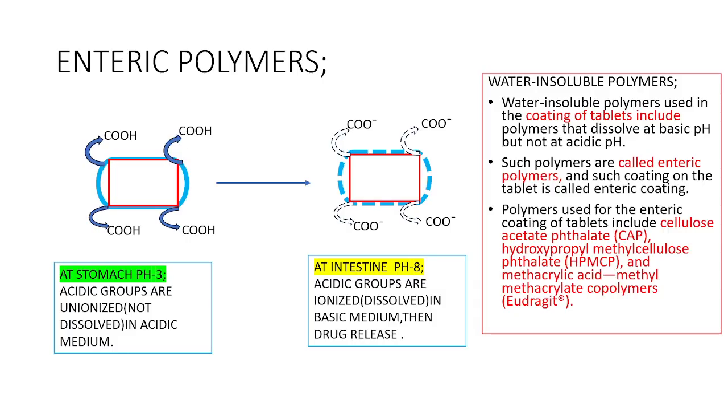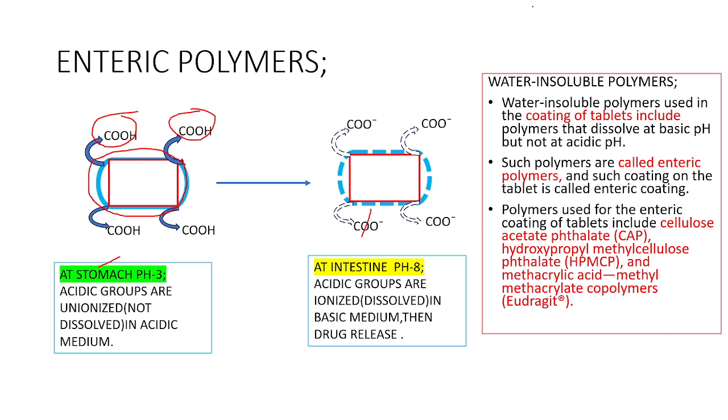Next, the same water insoluble polymers also act as enteric polymers. How do they act as enteric polymers? Through the pH dependent solubility of the polymers. At the stomach, this is a polymer layer surrounding the tablet. That polymer contains acidic groups. The pH of the stomach is 3, that is acidic pH. Acidic polymers are nothing but cellulose acetate phthalate and hydroxypropyl methyl cellulose phthalate, meaning phthalic acid containing polymers will act as enteric polymers.